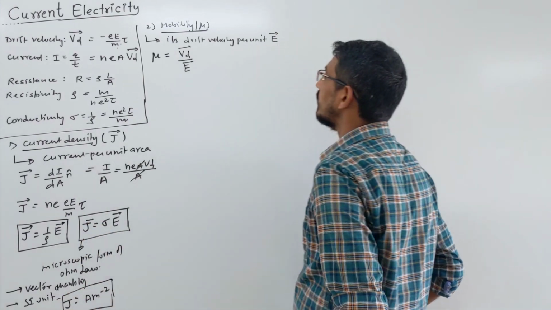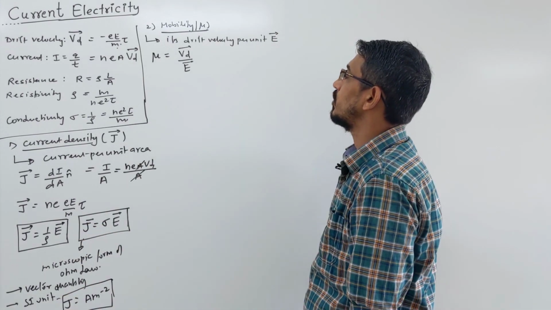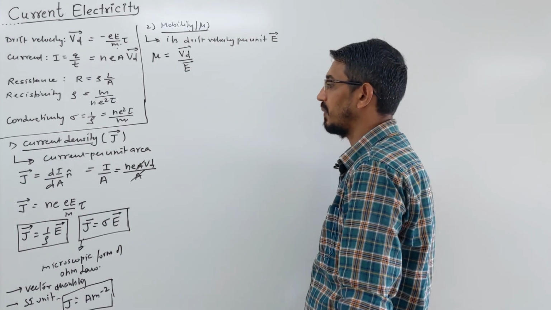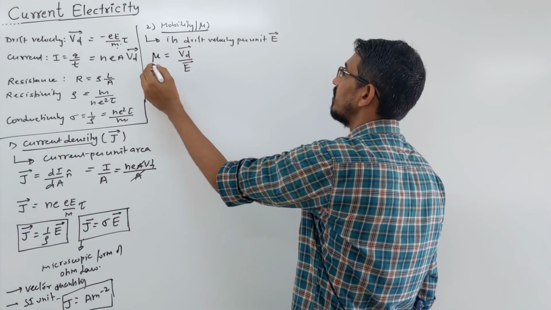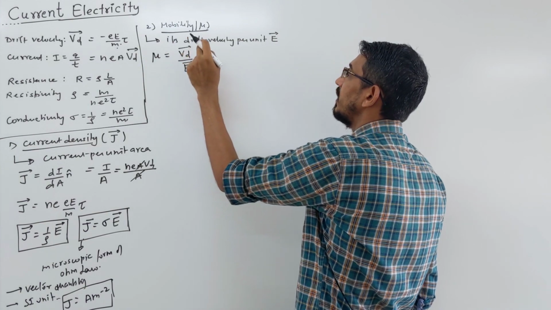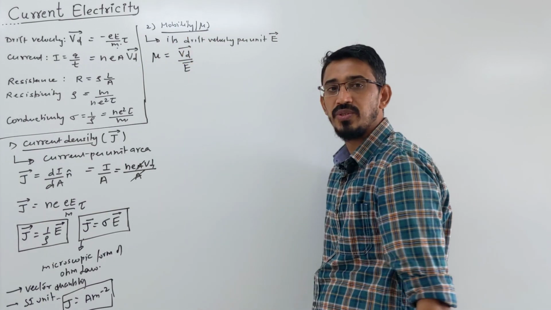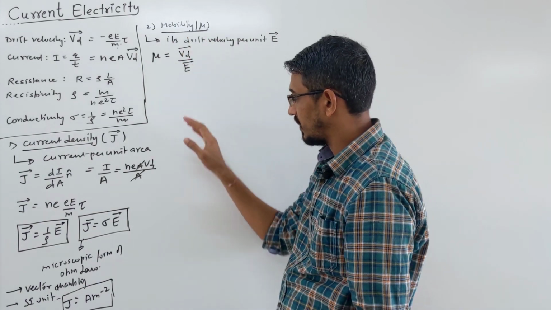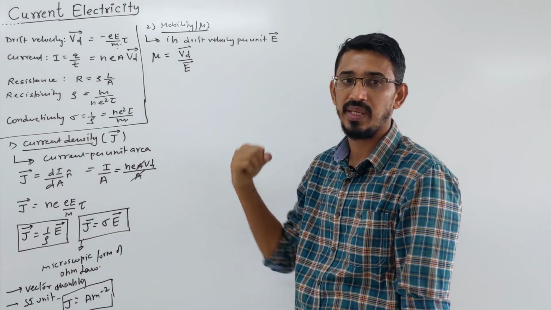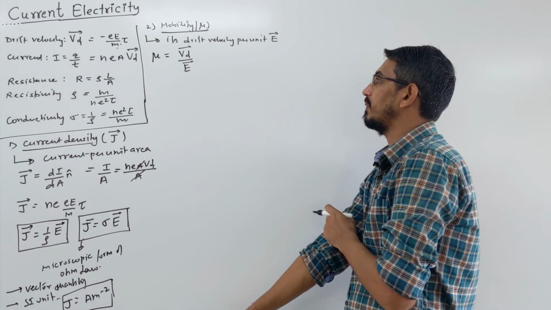Okay. Let's come here now. Mobility, I am saying, and we want to define the mobility. So this is the definition of mobility. Mobility is drift velocity by electric field. This ratio is called mobility. And these definitions I already discussed in semiconductors also, right? Okay.